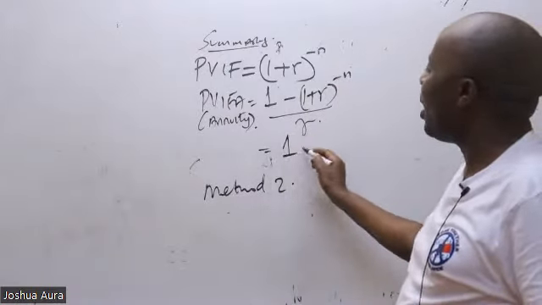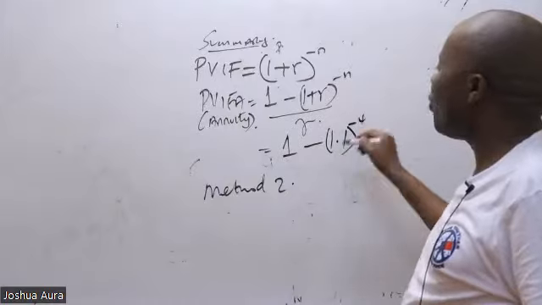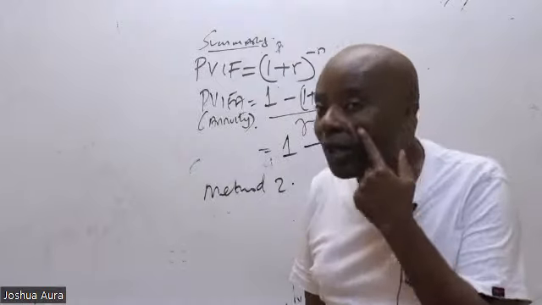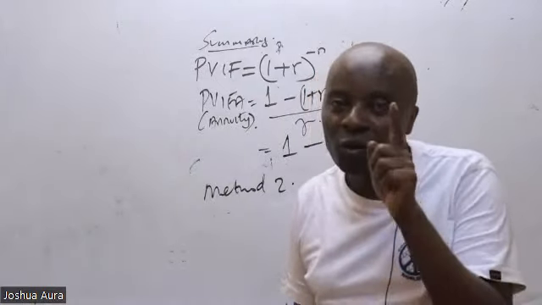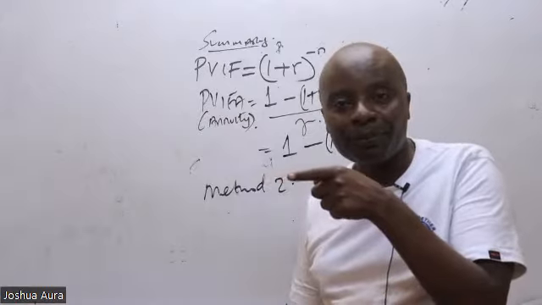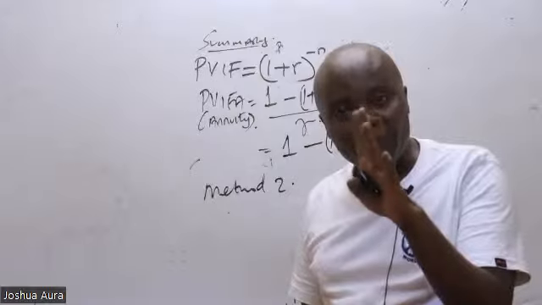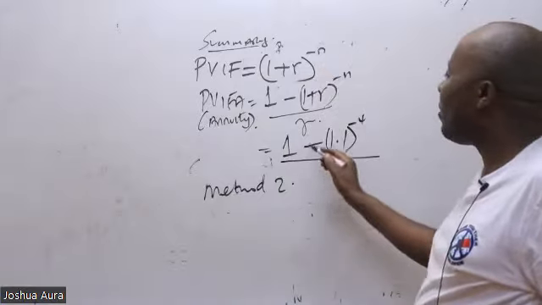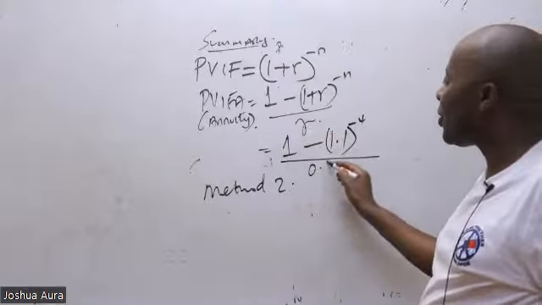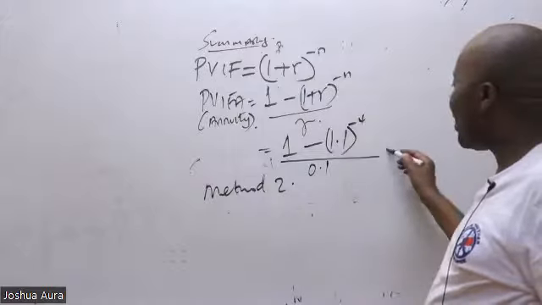So this will be 1 minus 1.1 raised to negative 4. Let me explain. 1.1, I have taken 1 plus 10%. Negative 4 because you've got 4 years. Then whatever I will get here, I will divide with R. My R is constant at 0.1.